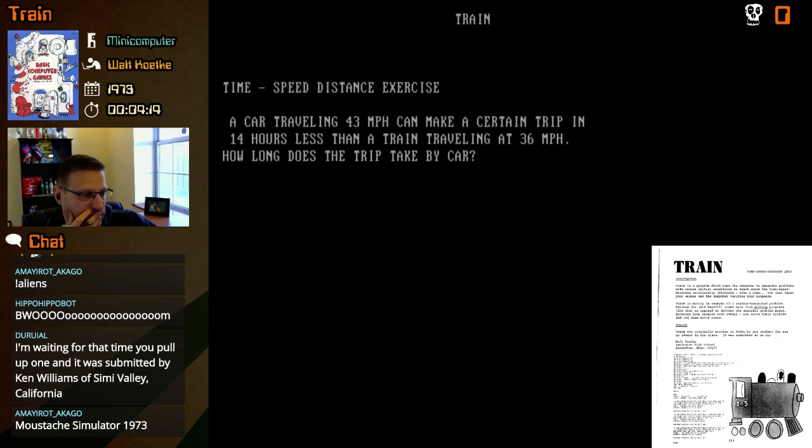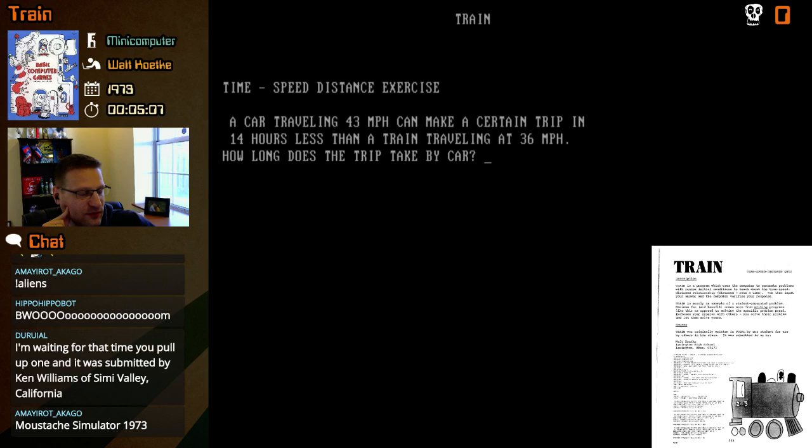Okay, that's 7. So the car can travel in the same period of time, over 14 hours, the car travels 98 miles more, but that doesn't really help us here, I don't think. No, I don't think it does. How long does the trip take by car? Okay, interesting, they should actually call this car rather than train, because there's more information given about the car, and they want to know information about the car, not the train. Should have called it car.